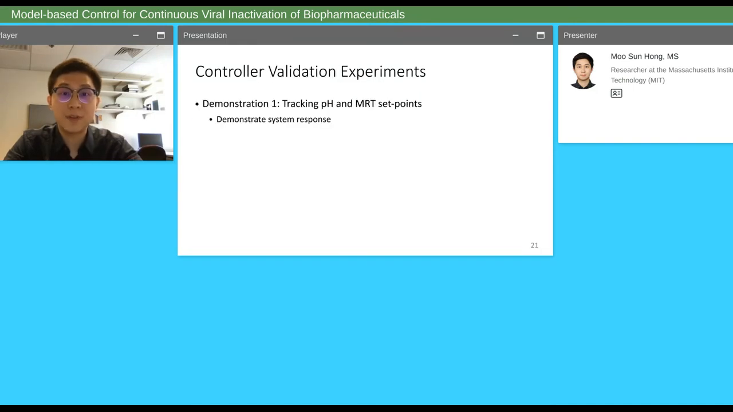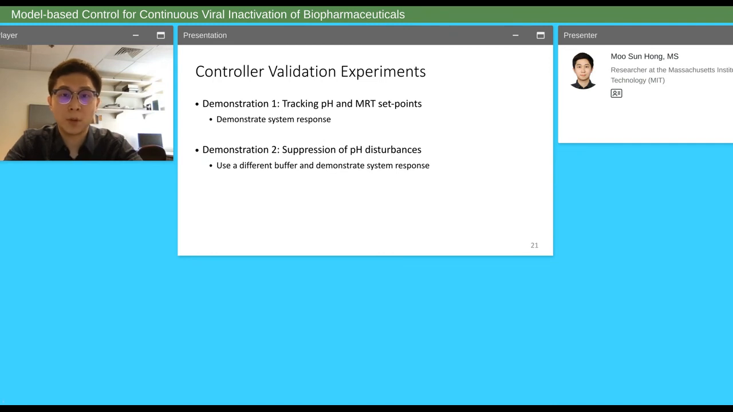For experimental validation of the described system, we have conducted experiments to demonstrate the controller performance. These experiments were planned to ensure that the solution pH is correctly lowered to the target pH for viral inactivation, solution residence time is accurately and precisely controlled, and the solution pH is correctly raised back to the target pH for further downstream unit operations. The first experiment was planned to demonstrate that the system is capable of tracking pH and minimum residence time set points.